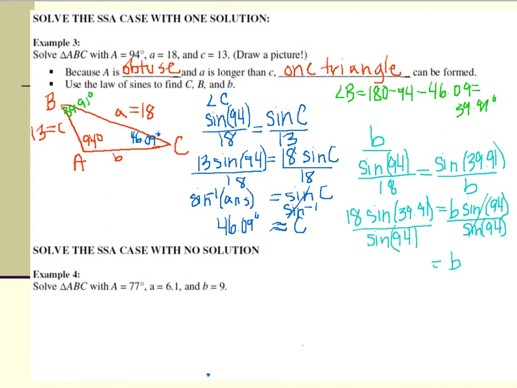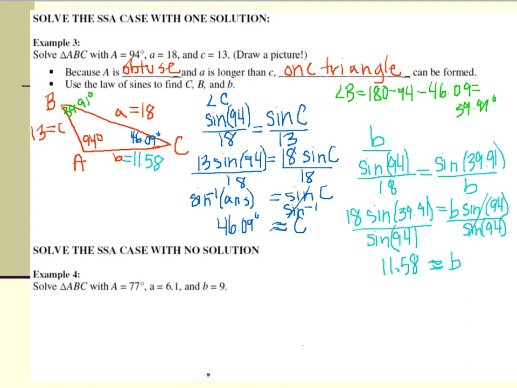So put that into your calculator, and you should get that B is about equal to 11.58. So B equals 11.58. We now know all three of our sides and all three of our angles.